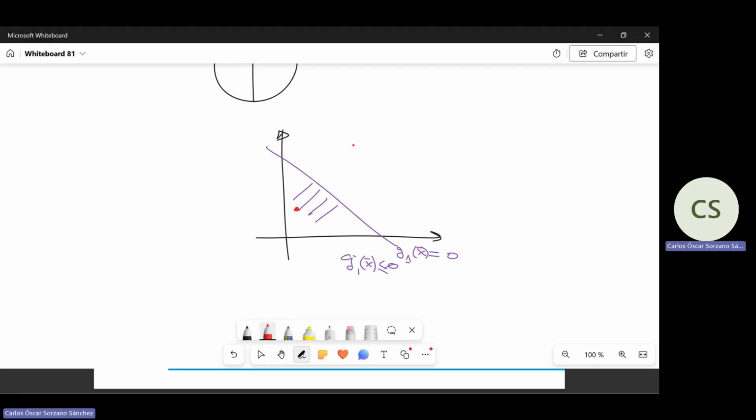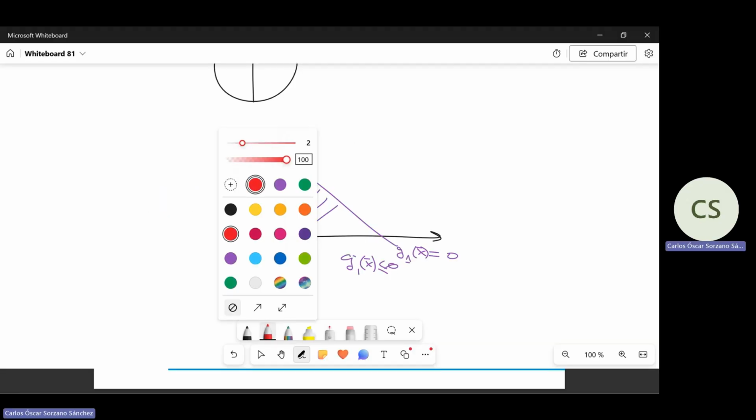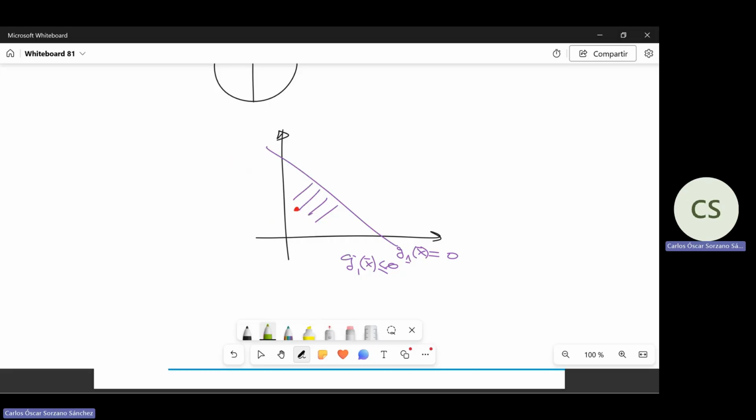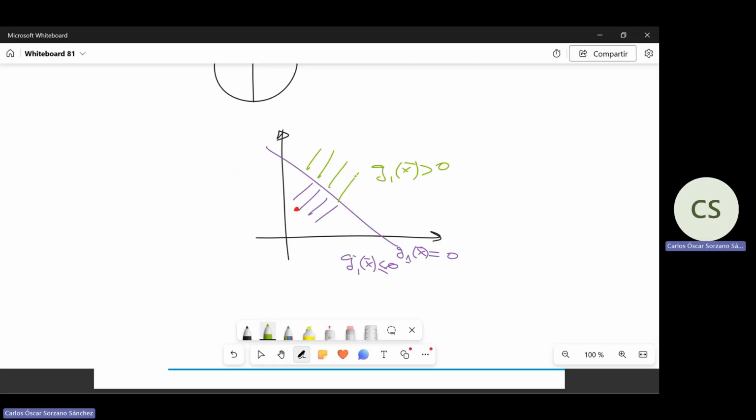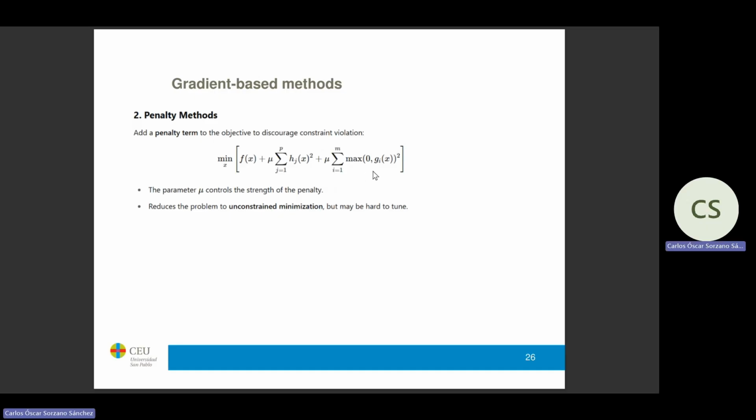On this other side, g1 of x is larger than 0. So now, if your red point is in this region, then this will be a positive number. It will be the maximum between 0 and a positive number.